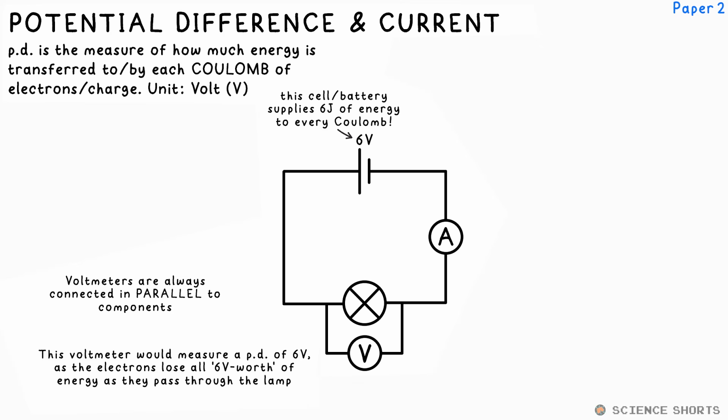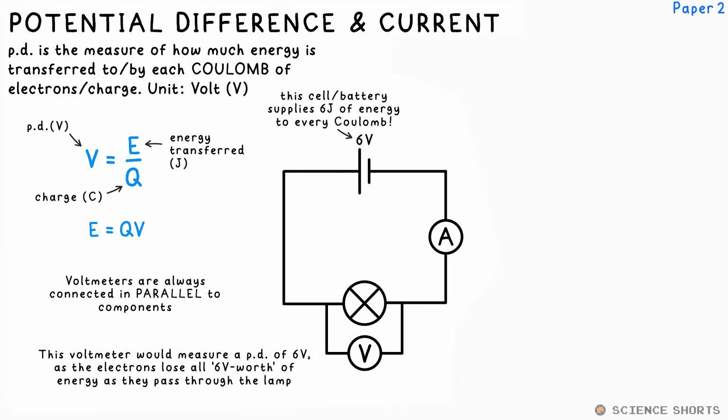Here's the equation for PD. PD in volts is equal to energy in joules divided by charge in coulombs. In symbol form, V equals E over Q. Q is the symbol for charge, but it's measured in C, in coulombs.